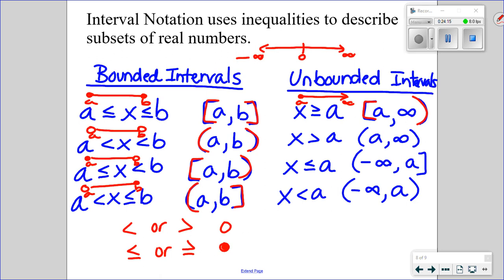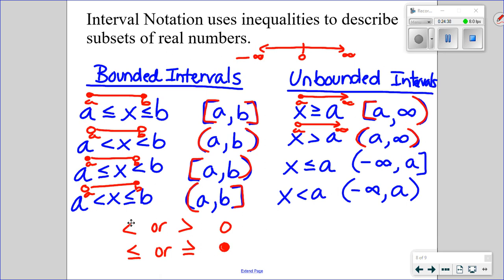Okay, our next inequality is x is greater than a. So if I were to graph this on my number line, I'd use an open circle on a. And again, my arrow would continue to the right forever. And so in interval notation, we would use parentheses on the a, comma, infinity, and then parentheses on infinity.